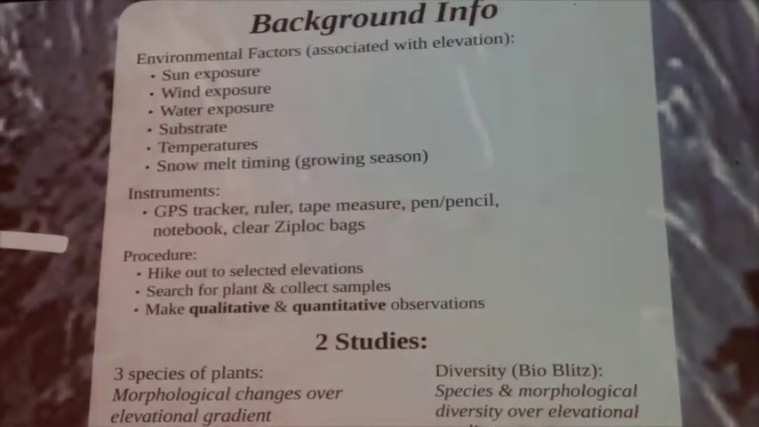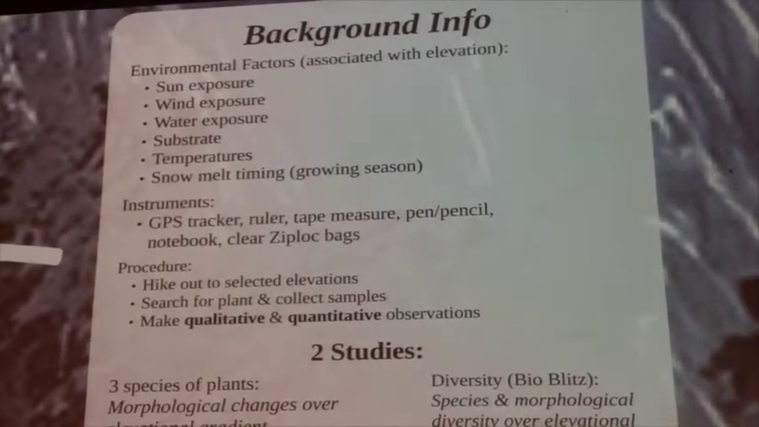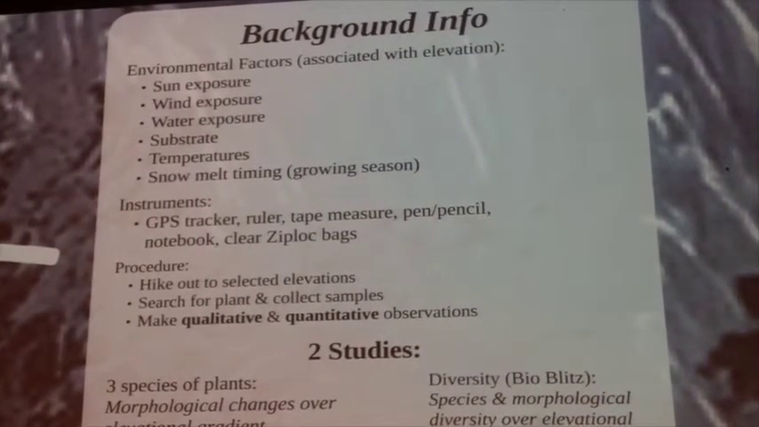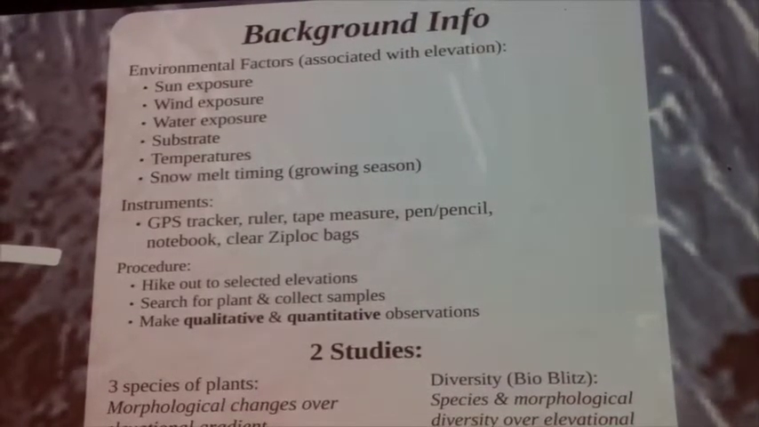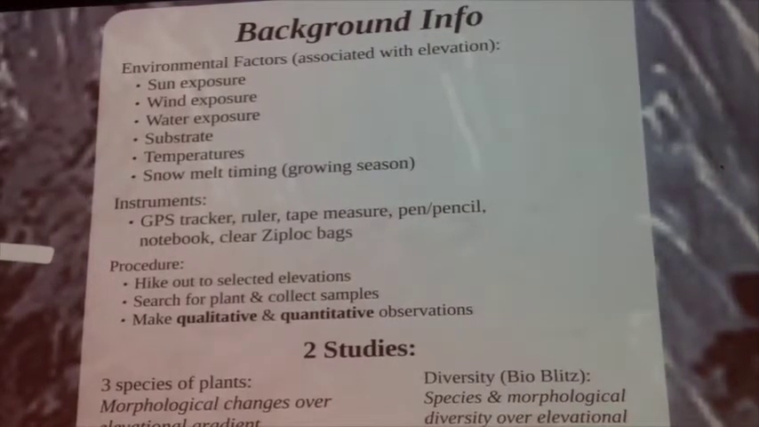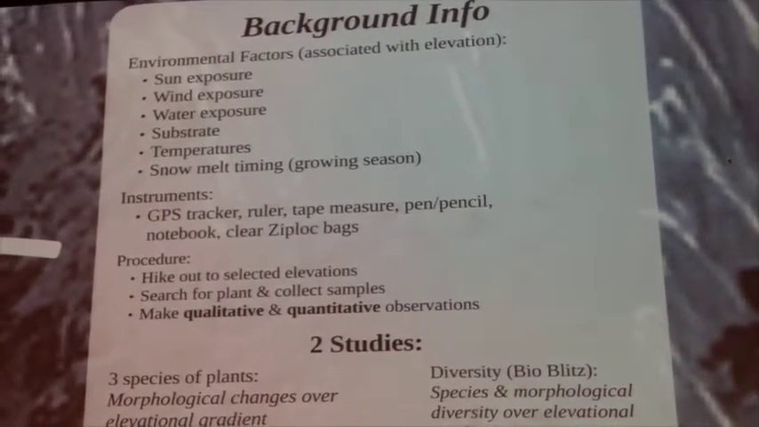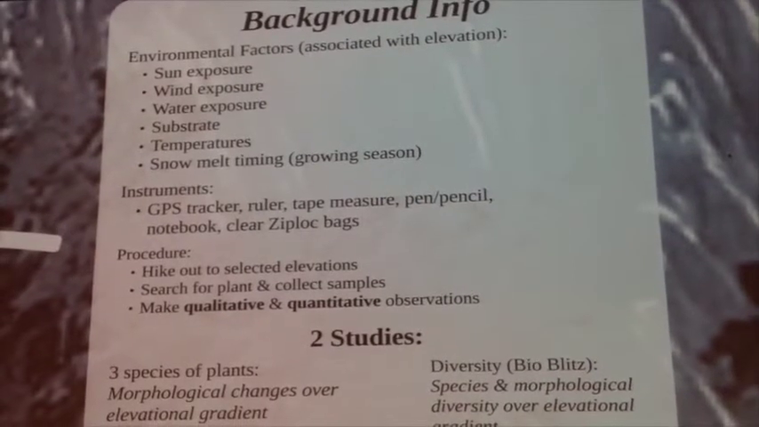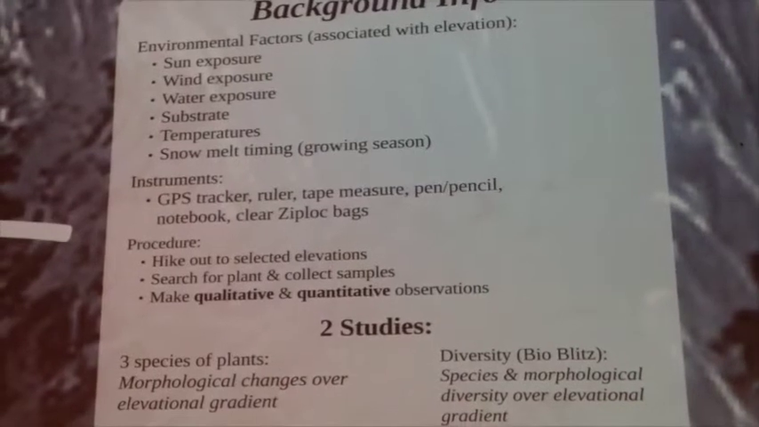Some background information. When we were going down to the different elevations and examining our plants, some things we had to take into account were environmental factors, such as sun, wind exposure, water exposure, substrate, which is like the soil and the rocks that might be there, the different temperatures, and also snow melt timing, which is equivalent to growing season.